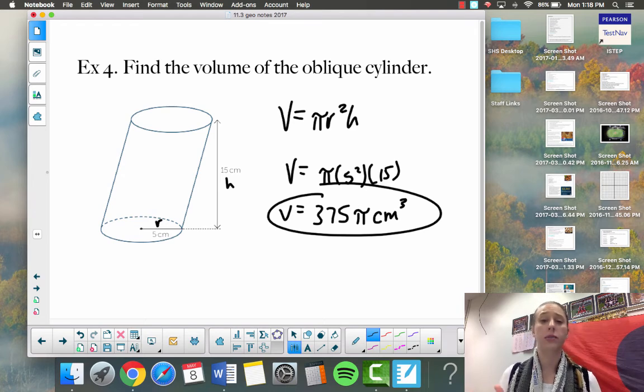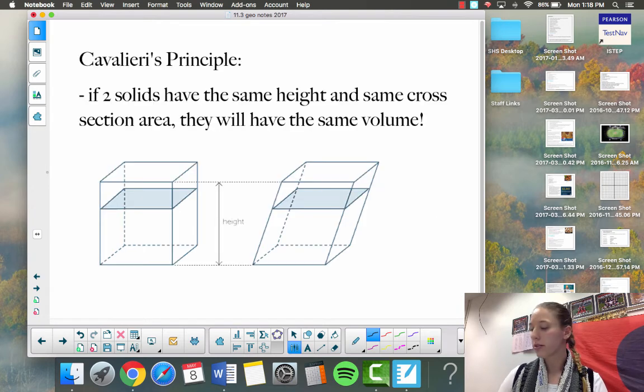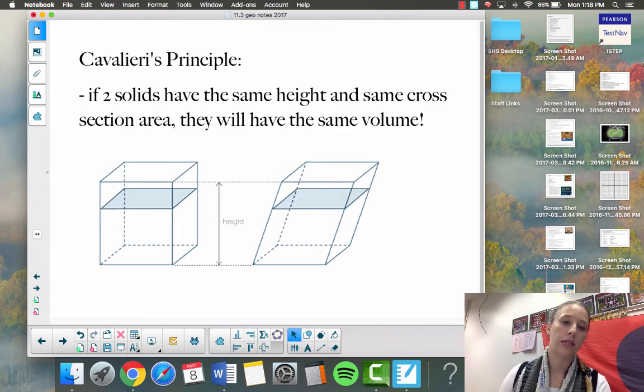I would assume that where people tend to have the most trouble is the prisms, just because you have to know the different formulas for area. But if you have those handy to study from and you have them for your assignment, you should be great to go. The only other thing I want to talk about really quick is this principle here.